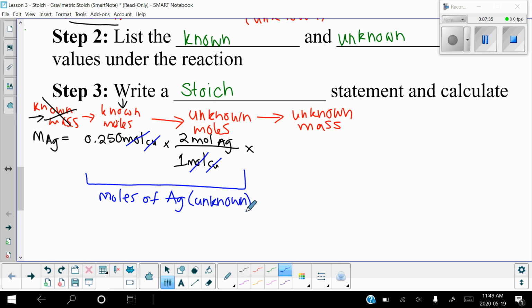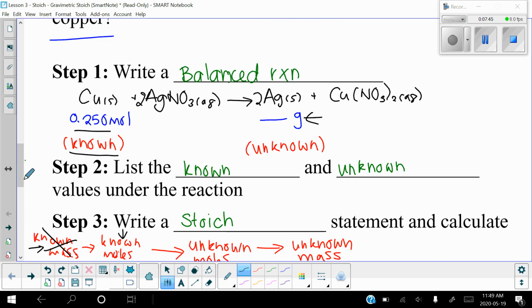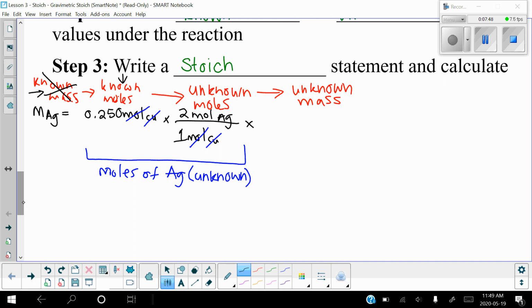Okay, Stoich is like writing a sentence. Then I need to find mass. We are looking for mass of silver. Okay, and the way that we're going to do that is use the molar mass. Now, the molar mass of silver is 107.87 grams per mole. Now I'm going to grab another color here to show you the cancellation.